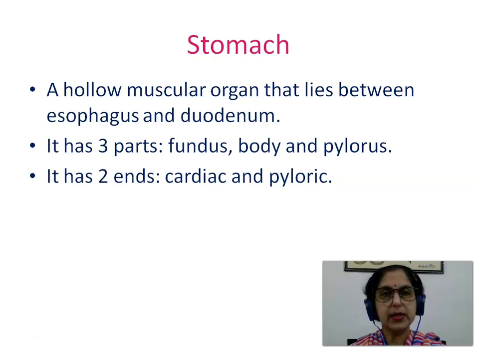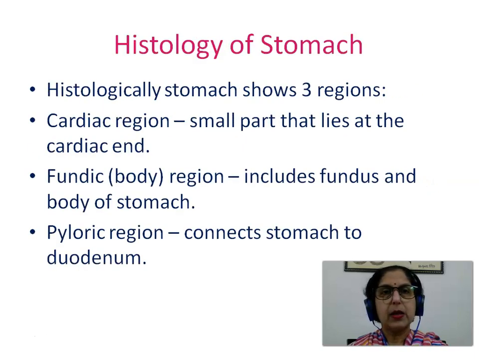And it has two ends, a cardiac end and a pyloric end. Now when we go on to see the histology of stomach, histologically stomach shows three regions. The cardiac region, which is a small part that lies at the cardiac end. The fundic or the body region, which includes the fundus and body of stomach. And the pyloric region, which connects the stomach to the duodenum. This is the lowermost part or the pylorus part of the stomach.